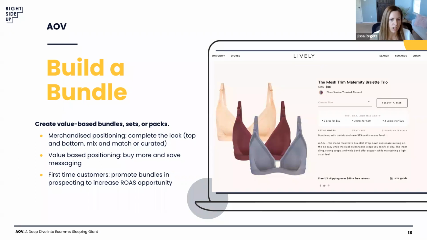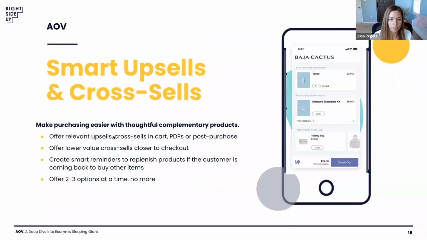And if you're really stuck and you're not sure what to put into a bundle, export your sell-through report and take a look at the products that people are buying together in the same order. Take that cue from your existing customers, talk to your CX team, try to understand what people are already buying, and use that as a cue to figure out what bundles make sense.